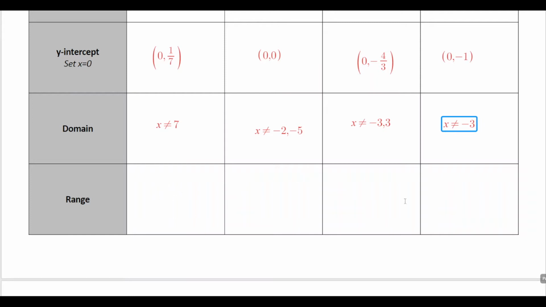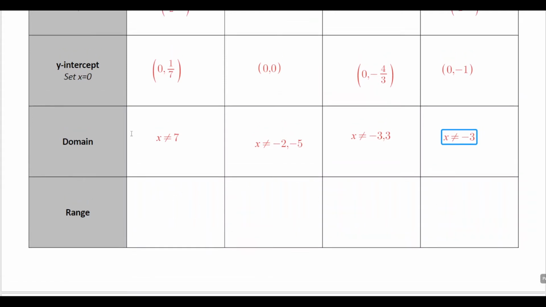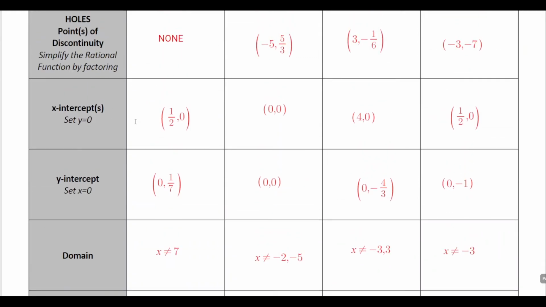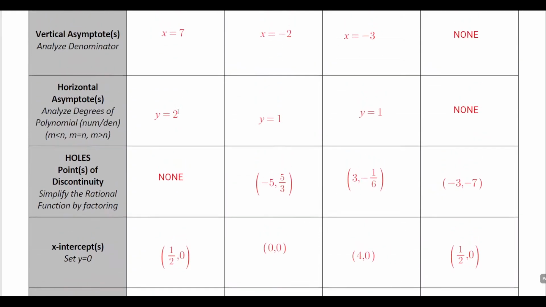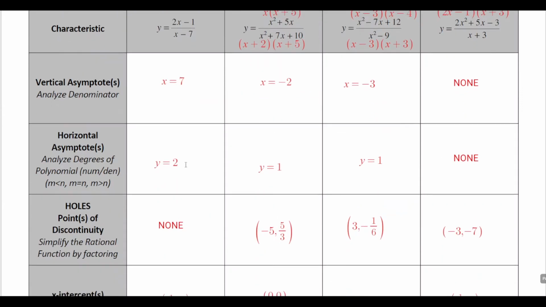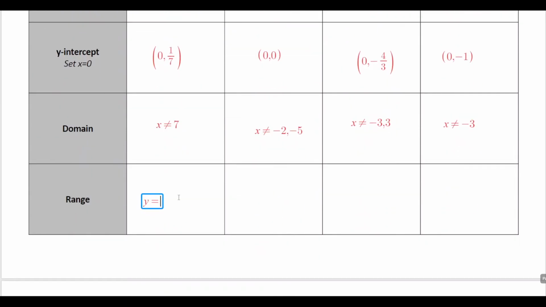The range is not something I'm going to ask you too much about, but we can go ahead and write out what these would be. For this one, y is just not going to be able to be 2, which is the horizontal asymptote. You can double check and make sure that this actually doesn't cross the horizontal asymptote, and it doesn't. So we get y cannot be 2.